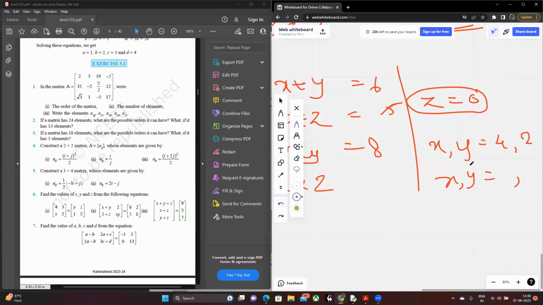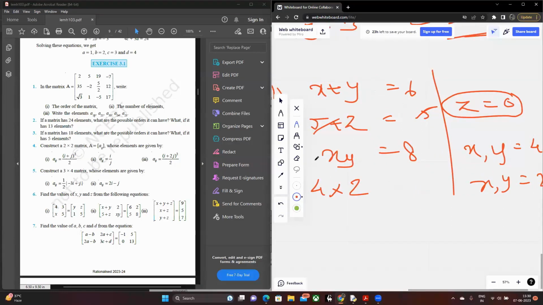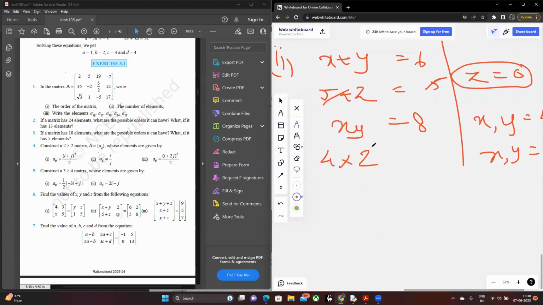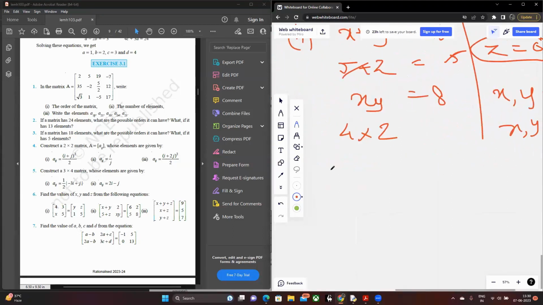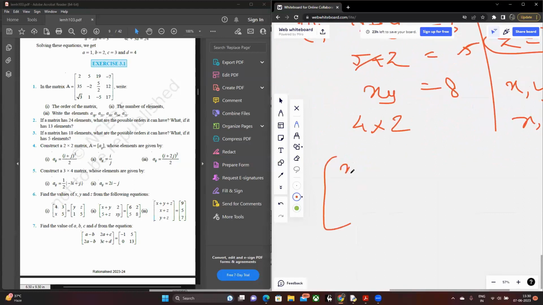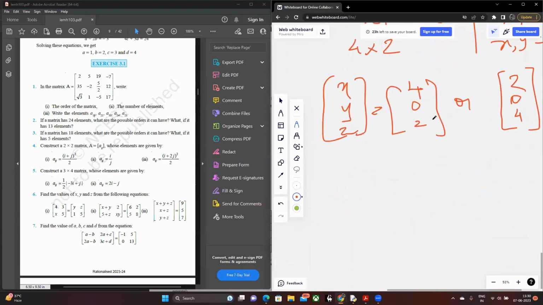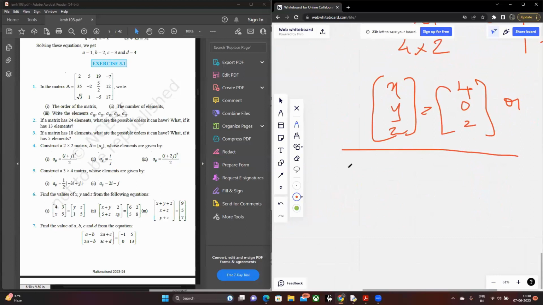Similarly, over here, it can be either 4 comma 2 or 2 comma 4. They are not given because xy is also commutative. X plus y is also commutative, right? And so you can have 4 into 2 and 4 plus 2, or you have 2 into 4 and 2 plus 4, right? So basically, your matrix x, y, z is equal to any one of either 4, 0, 2 or you have 2, 0, 4, right? That is subpart 2, right?